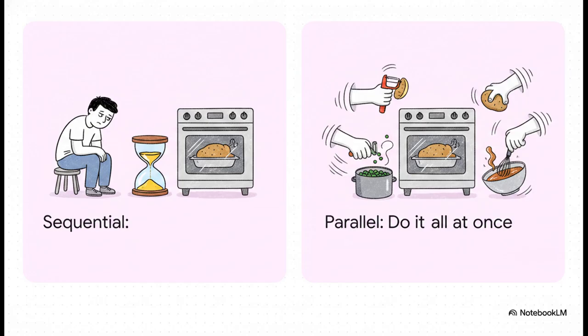No one does that. The parallel approach is what we actually do in the kitchen. You get the meat cooking, and while that is happening, you prep the potatoes, boil the peas, whisk up the gravy all concurrently. You do those independent tasks all at once to get dinner on the table way faster.